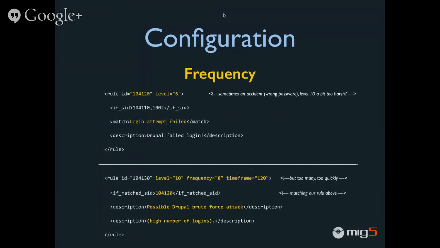Frequency is the interesting one there. So the top rule we're seeing here is the login attempt failed. You'll get that in a Drupal syslog message. And that can sometimes be not malicious. That can just be a mistake. Someone's forgotten their password, or they're mashing the keyboard, excited about what they're going to do, and put the wrong password. So we're saying level 6. It's not really a problem. Don't alert or block them, the poor user.